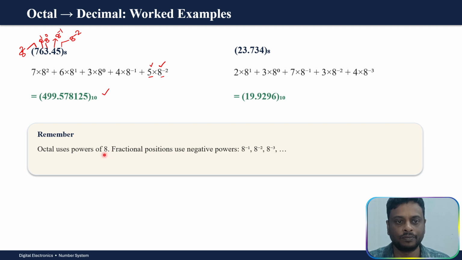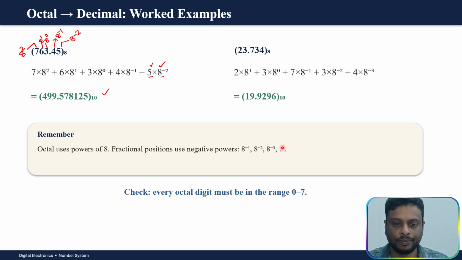Okay, the octal number system uses powers of the base. The base is 8, so it uses powers of 8. The fractional positions use negative powers, that is 8 to the power minus 1, then 8 to the power minus 2, minus 3, and likewise. So this is how you convert from octal to decimal. Every octal digit must be in the range of 0 to 7.